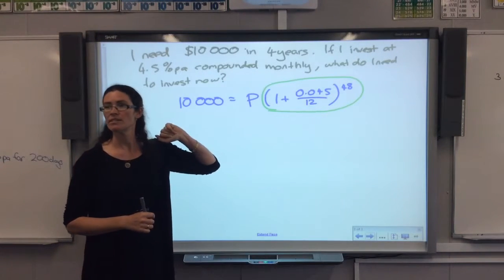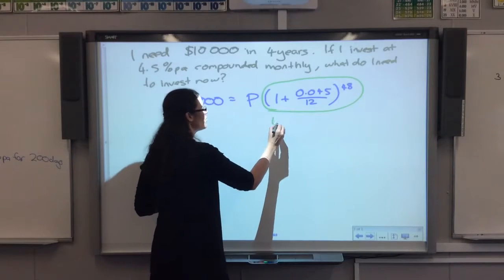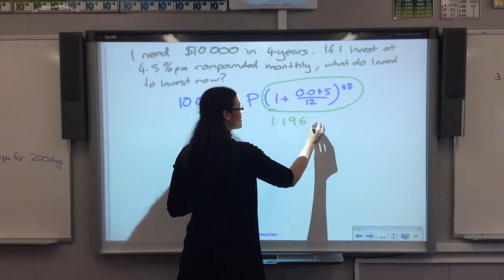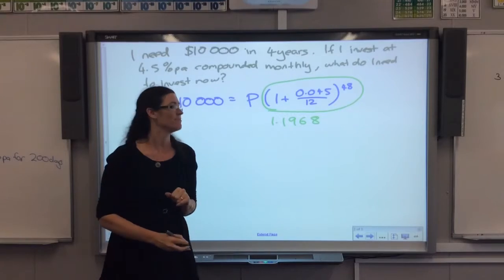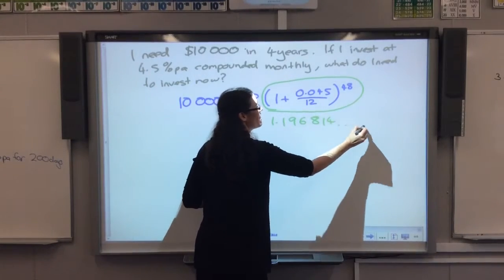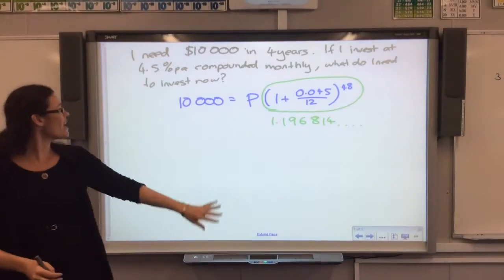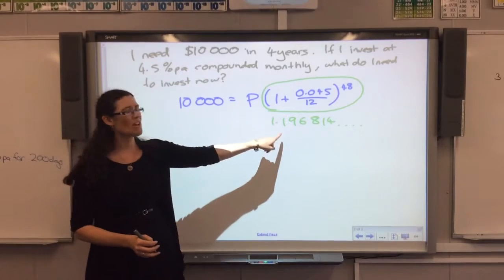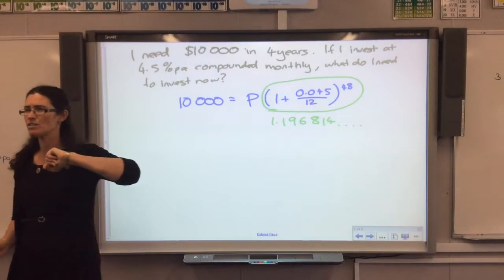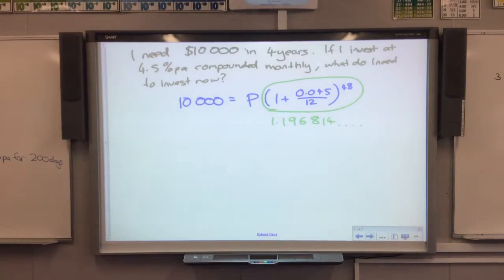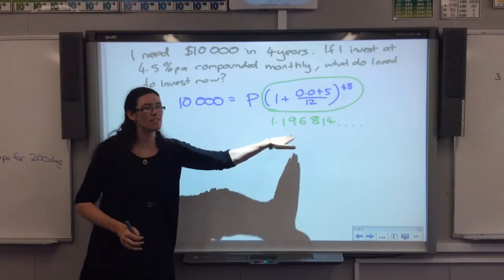1.1968, 14377, and so on. Okay? So I have 10,000 equals P times this number. How do I get the P on its own? Divide. So I need to divide by this number.